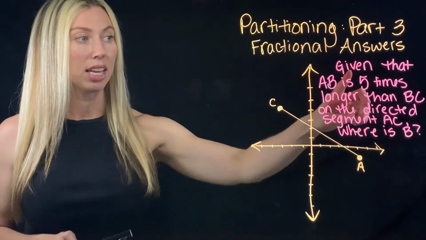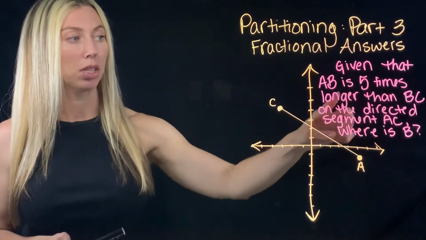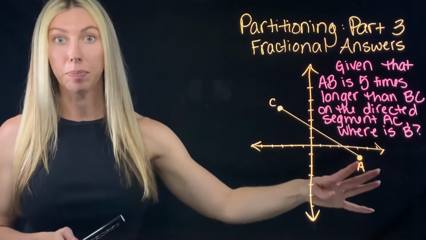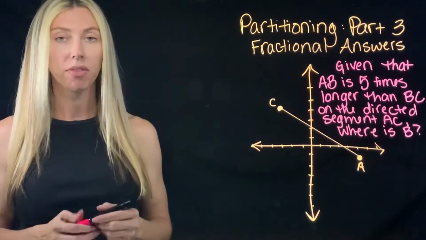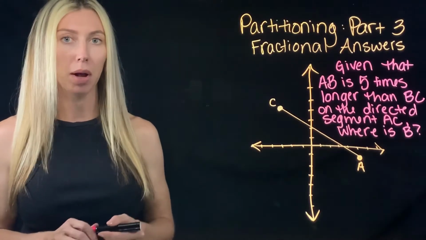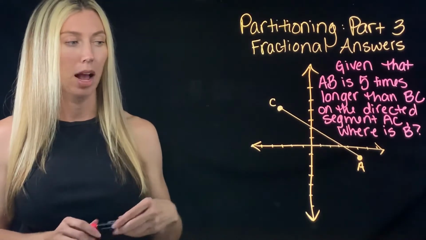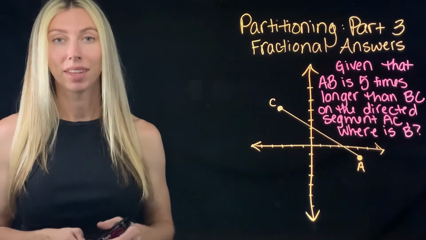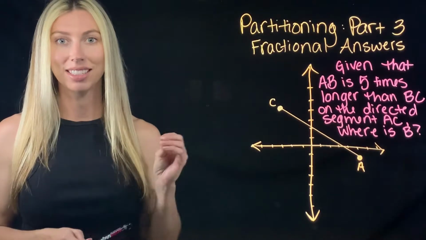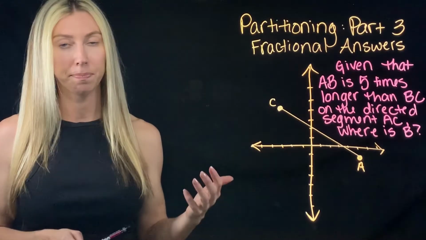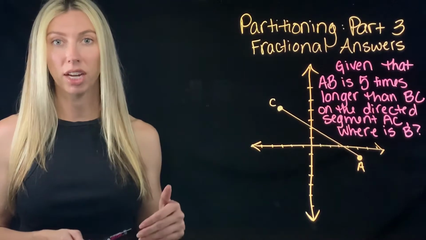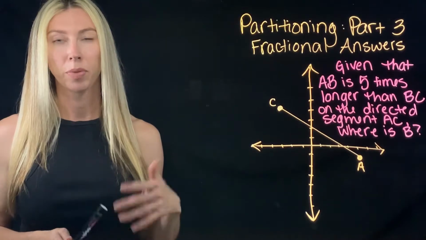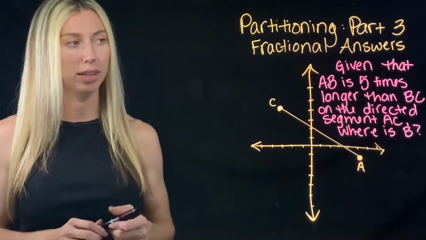So this example says, given that AB is 5 times longer than BC on the directed segment AC, where is B? So if you remember, the very first thing that you want to do with a problem like this, other than graphing it, and this one is graphed for us, is to make your dash diagram. Getting the dash diagram correct is essential to you solving the entire problem. So if you feel like you're still struggling with dash diagrams, I'd recommend checking out the first video that I did on this, where I did a few different examples of dash diagrams.